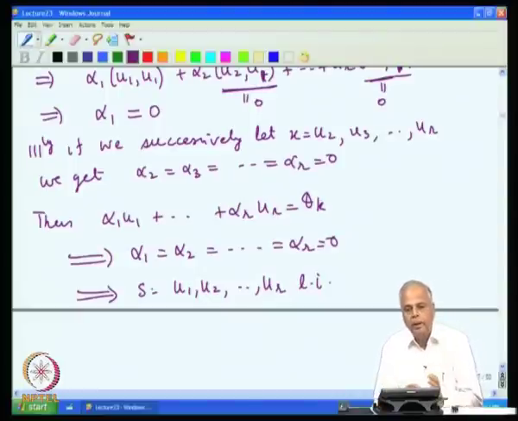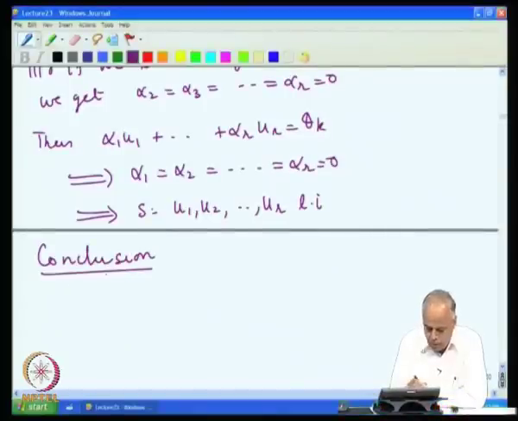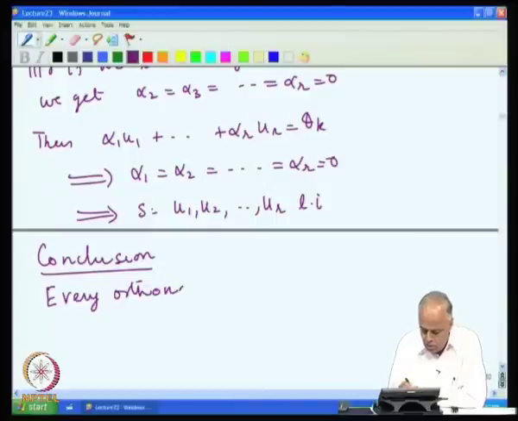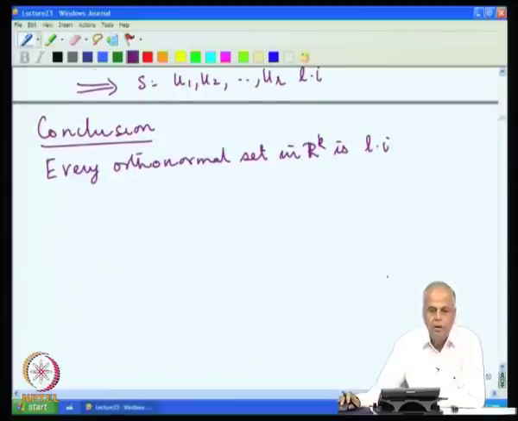So, what we have shown is you start with any orthonormal set, it is automatically forced to be linearly independent. Conclusion, every orthonormal set in R k is linearly independent. That is a very important property of orthonormal sets.